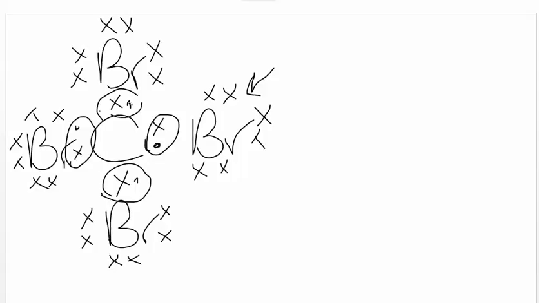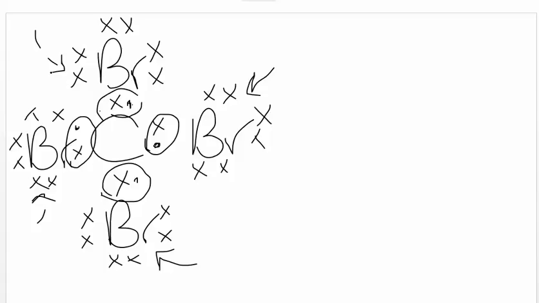But if you look around each element, this bromine should have 8 around it. This bromine has 8. This bromine has 8, and the carbon also has 8. If you count up the shared electrons, the ones that I've circled are shared between the atoms, but every atom has 8 valence electrons, and that is ultimately what we want to accomplish. So let's look at the next example.